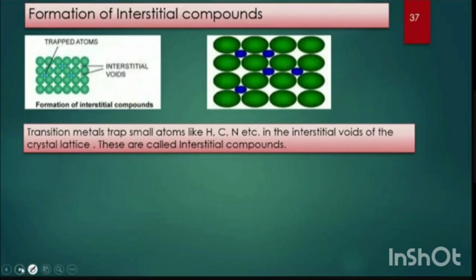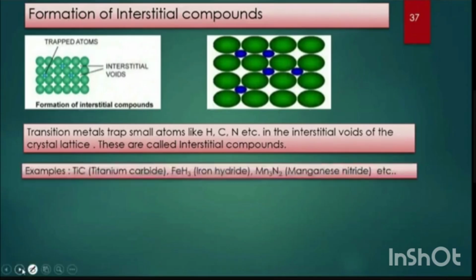For example, titanium carbide, iron hydride, manganese nitride. These are examples of interstitial compounds, where transition elements trap hydrogen, carbon, nitrogen in their interstitial voids to form interstitial compounds.